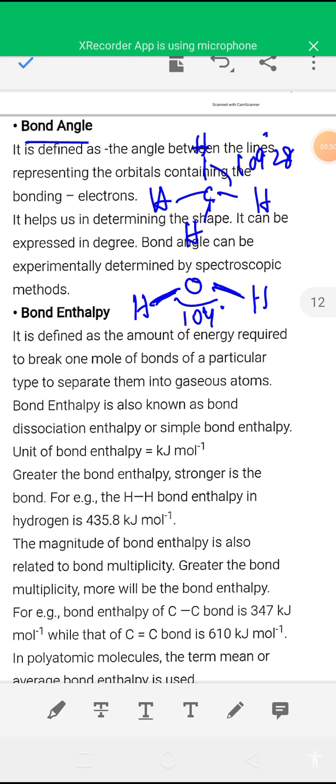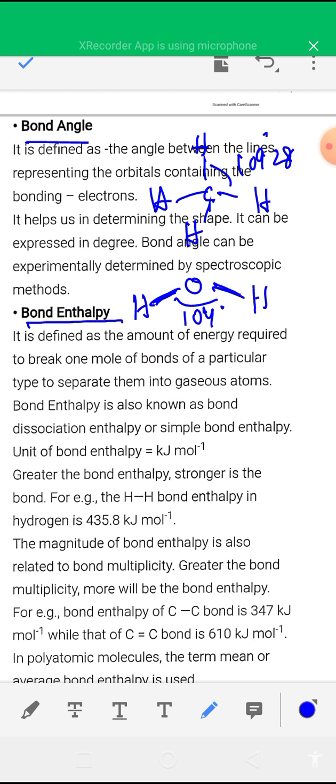So to describe the bond, you have to mention the bond angle also. Bond length, bond angle, and the third bond parameter is bond enthalpy or bond dissociation energy. It is defined as the amount of energy required to break 1 mole of bonds of a particular type to separate them into gaseous atoms.